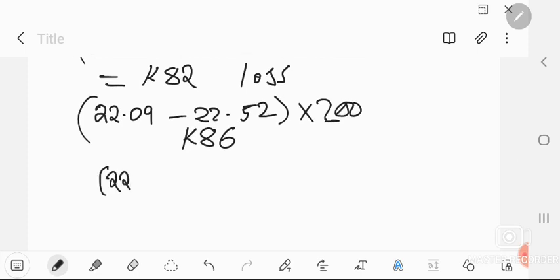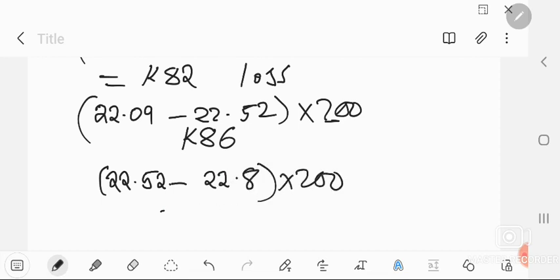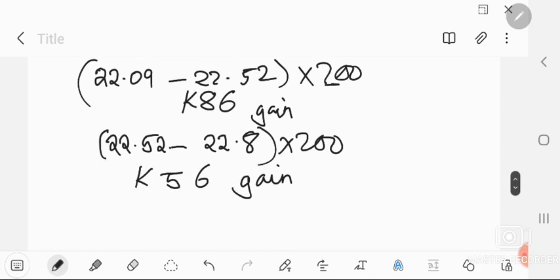So now what will happen in May? Well, May will start with the 22.52 as the most recent rate. Then at the end of May, they told us 22.8. So what would be the exchange gain or loss here? There will be 56 kwacha. Is this a gain? Yes, it's a gain. Reason? You can see that it's still becoming higher and higher, or more expensive there.